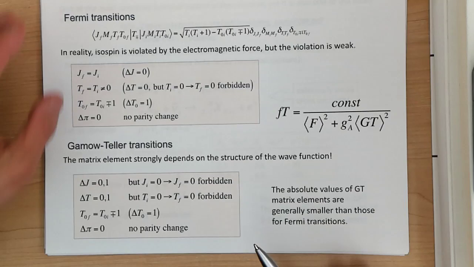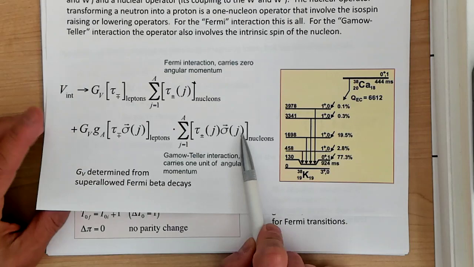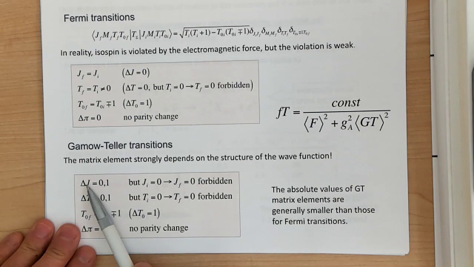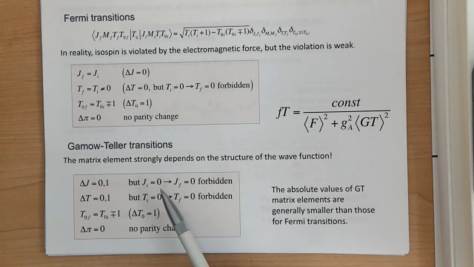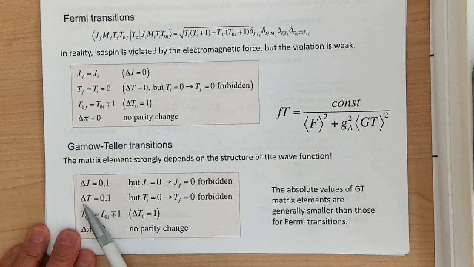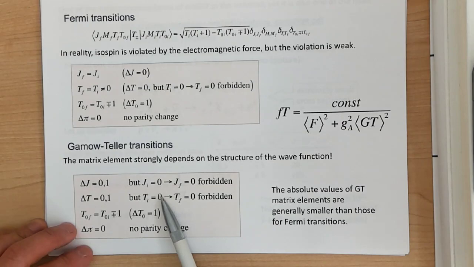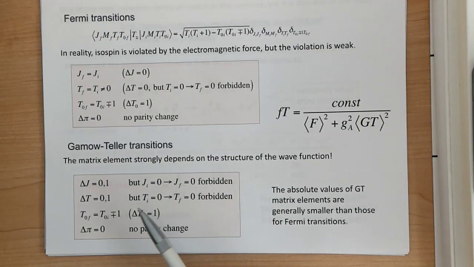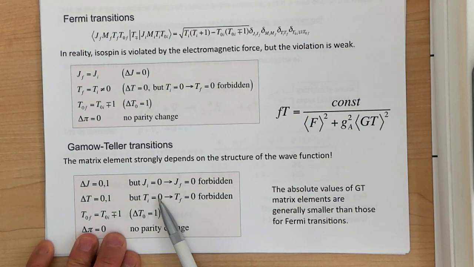For the Gamow-Teller transition, it's a bit more complicated because we have these spin operators for the nucleons as well. There's going to be some change in the spin, which can be either 0 or 1. Because these operators have some non-zero spin, it's not possible to start in 0 and end up in 0, so zero to zero is forbidden. For the isospin, the change can be 0 or 1, and once again, because the operator has some non-trivial isospin, there's no possibility to start in isospin zero and end up in isospin zero.